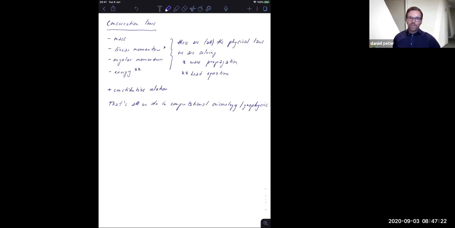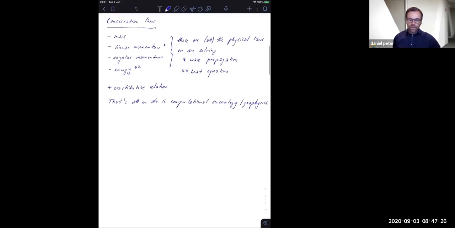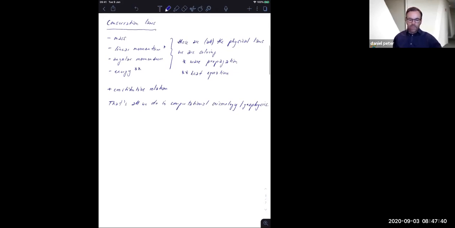And then with all these four conservation laws, we can set up wave propagation and the heat equation. The conservation law I want to look into next is linear momentum. Together with conservation of mass, we can derive the wave propagation equation, for example, the wave equation. So that would be the next step.